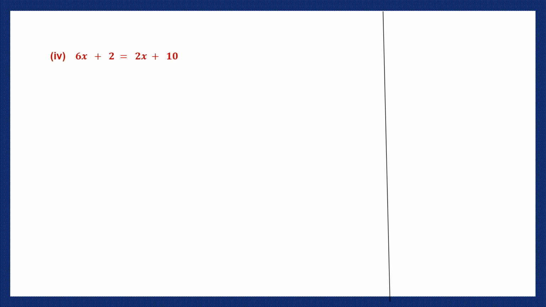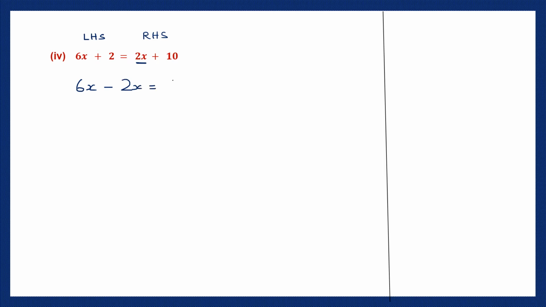Question 4. Here we have 6x plus 2 on the left hand side. This is the left hand side. Here we have 6x plus 2, and on the right hand side we have 2x plus 10. So again we have x on both the sides. Let's bring them all to one side. So I leave the 6x here. Now 2x, which is on the right hand side, I'm going to bring it to the left. So it becomes minus 2x.